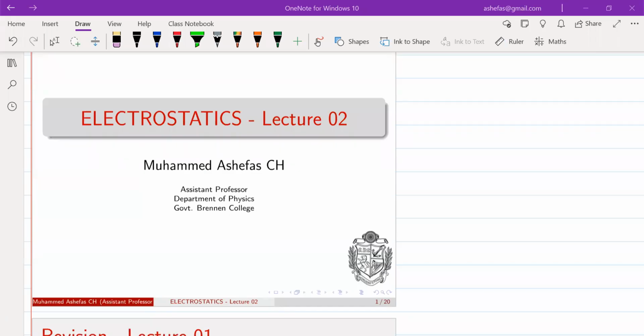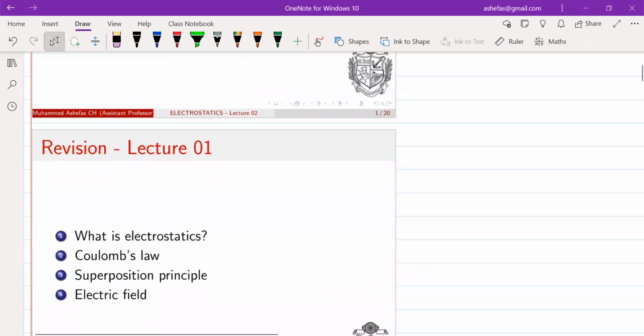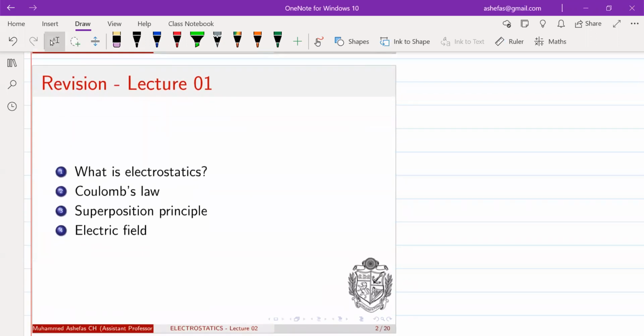Hi all, welcome back to the discussion on electrostatics. So today we are moving towards the second lecture of our topic. Before going to the second lecture, we can just revise what we have discussed in our first lecture. These are the four main points we discussed in the last class: what is electrostatics, Coulomb's law, the superposition principle, and the concept of electric field.